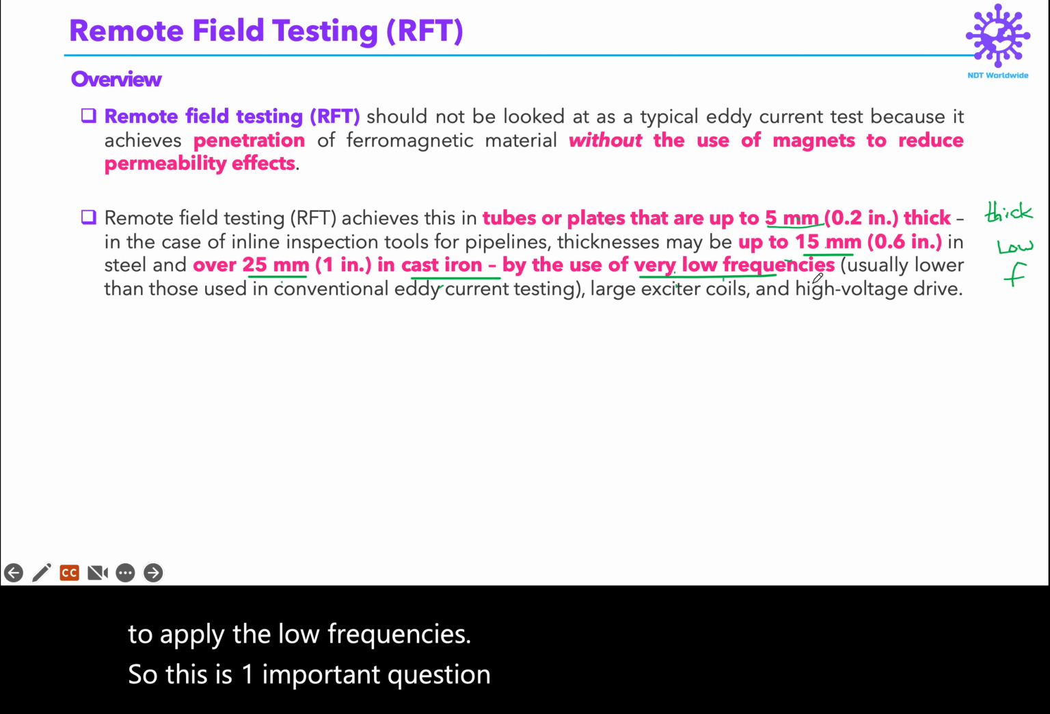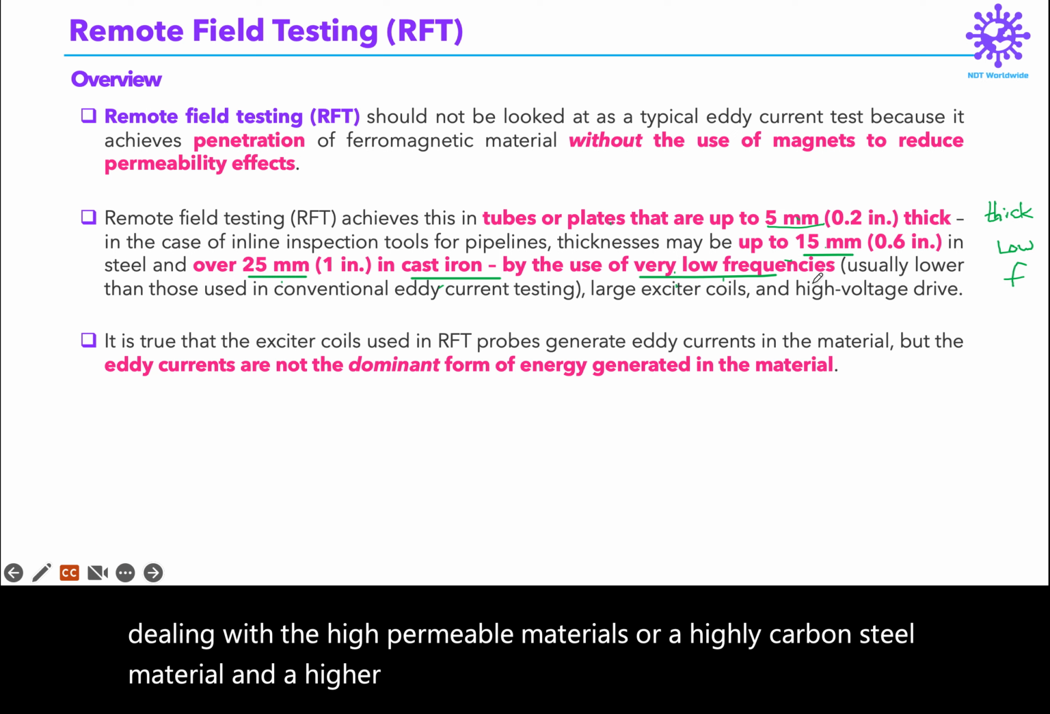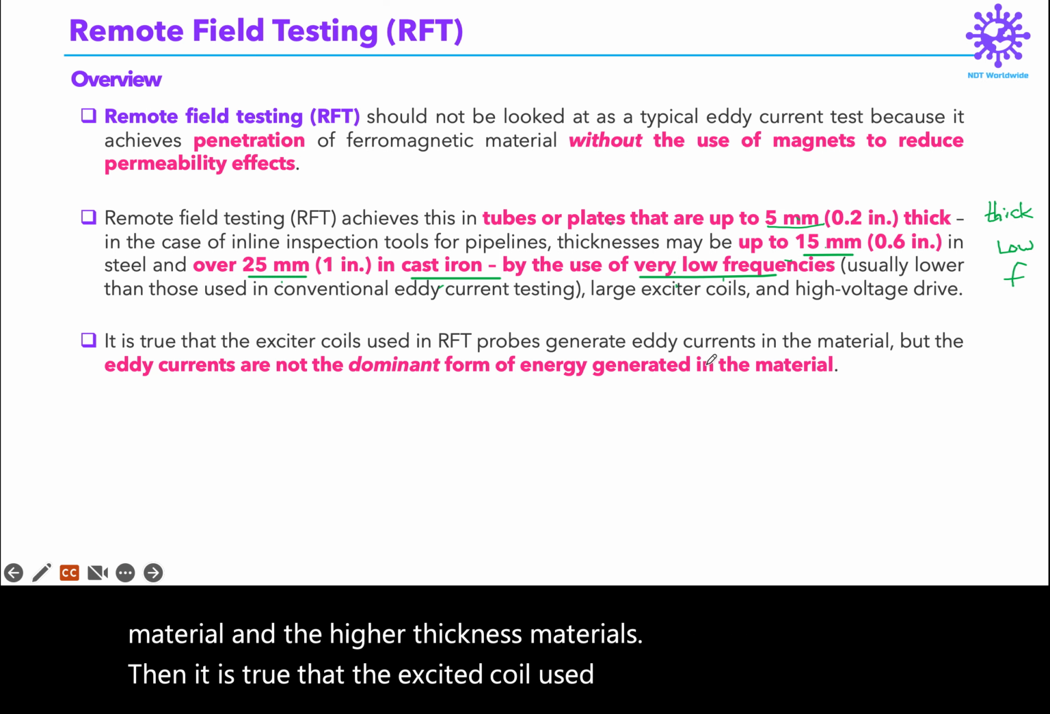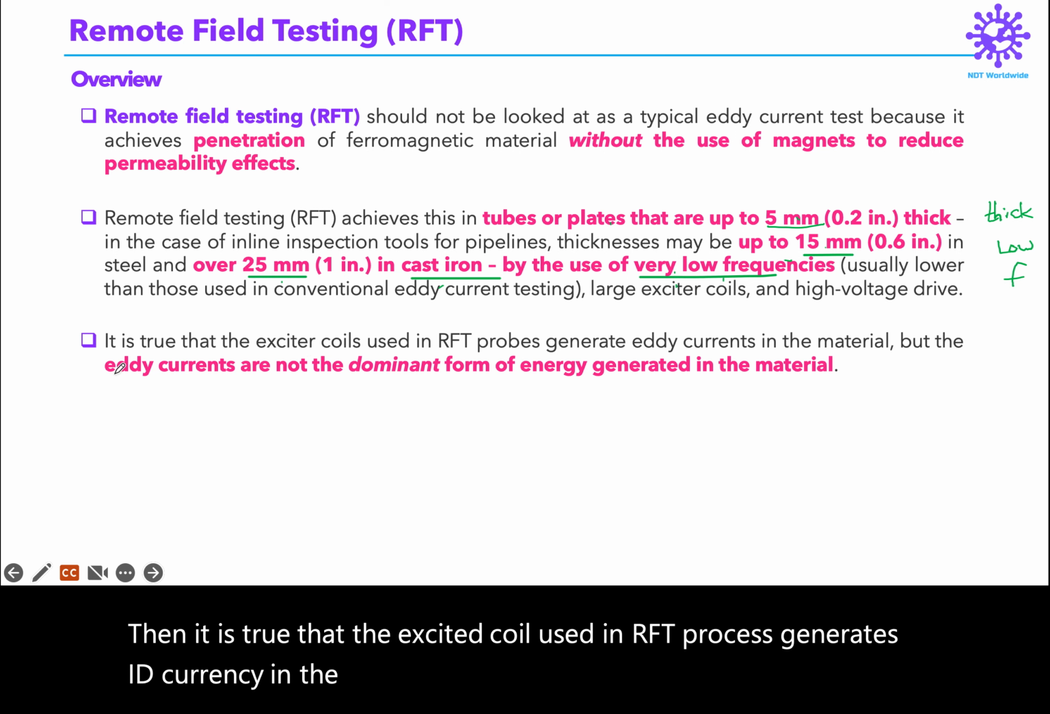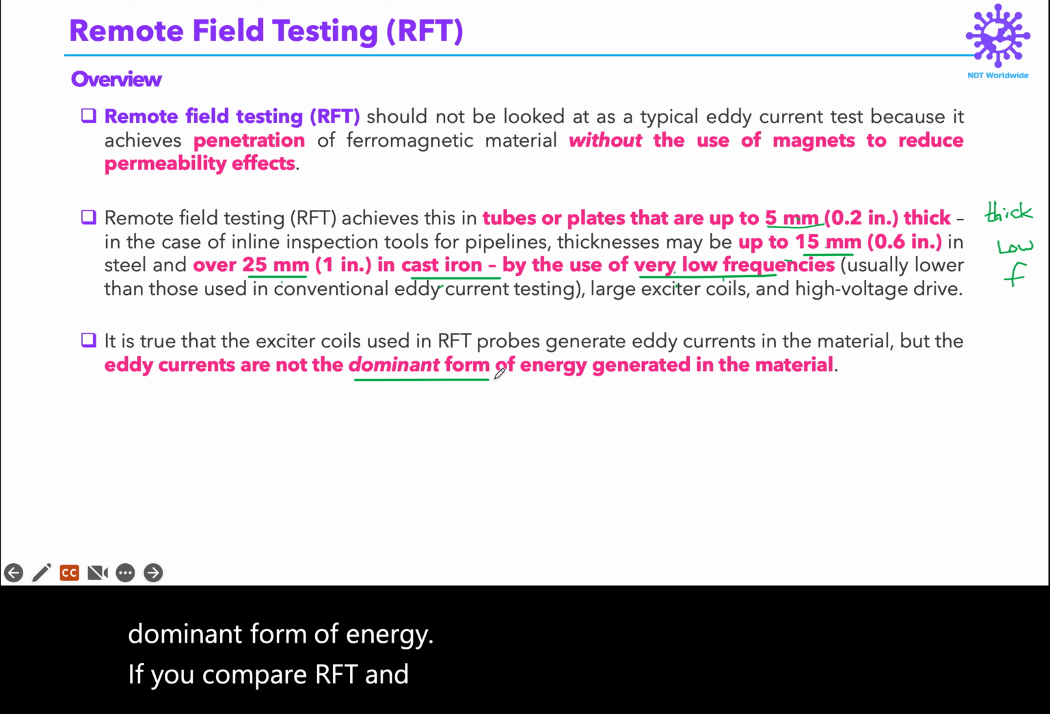Low frequency is required for dealing with highly permeable materials, or highly carbon steel material, and higher thickness materials. Then, it is true that the exciter coil used in RFT probes generates eddy currents in the material, but the eddy currents are not the dominant form of energy. If you compare RFT and eddy current testing, they are almost similar.